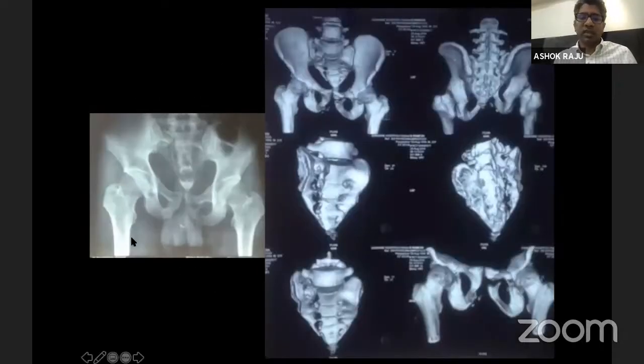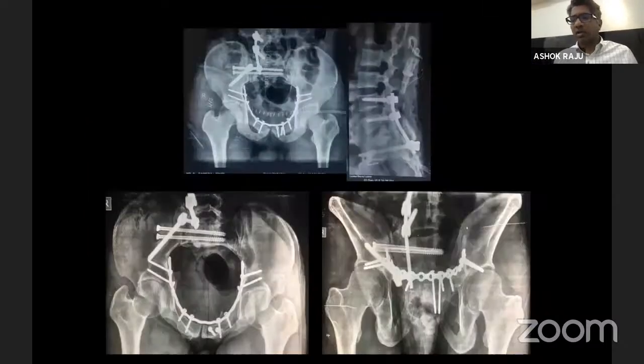So these are some of the cases. This is a case of a lateral zone 2 injury extending into the medial aspect of the facetal joint. And not only that, he had a neurological injury and he had a foot drop, a neurological deficit. So we have done an anterior fixation followed by the iliac screws and the lumbosacral fixation.